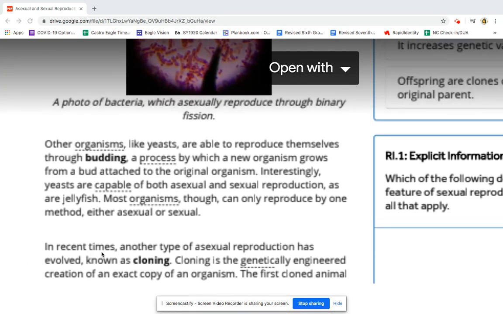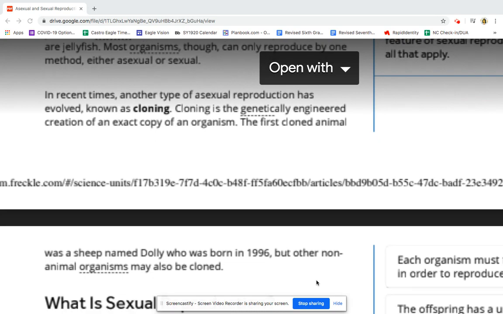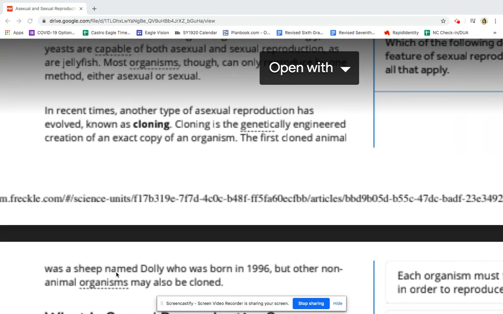In recent times, another type of asexual reproduction has evolved, known as cloning. Cloning is the genetically engineered creation of an exact copy of an organism. The first cloned animal was a sheep named Dolly, who was born in 1996, but other non-animal organisms may also be cloned.